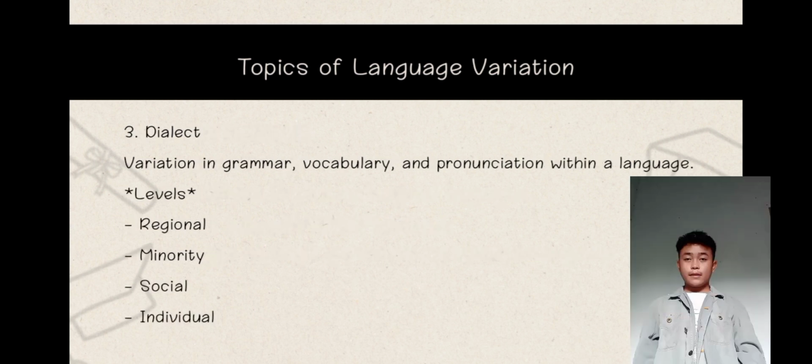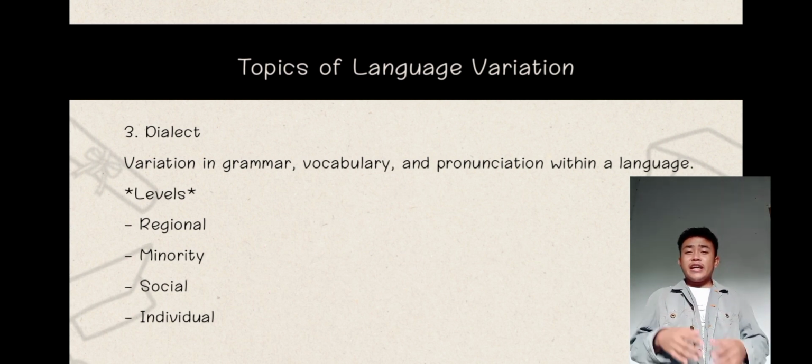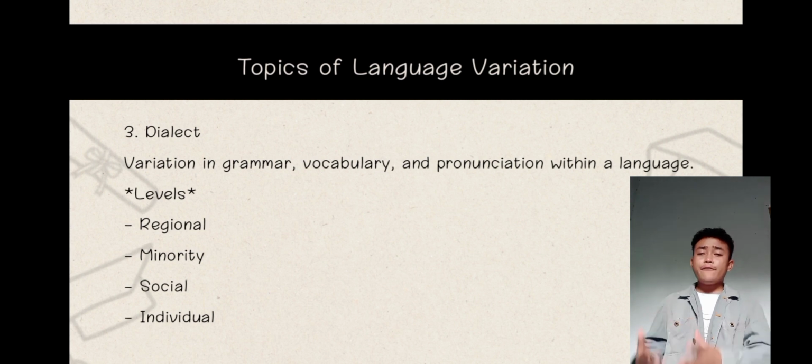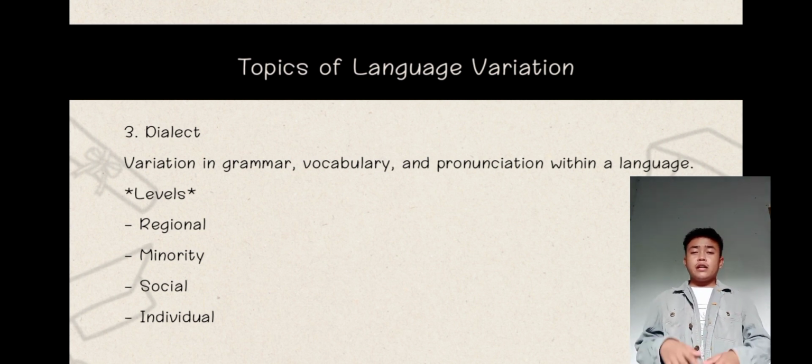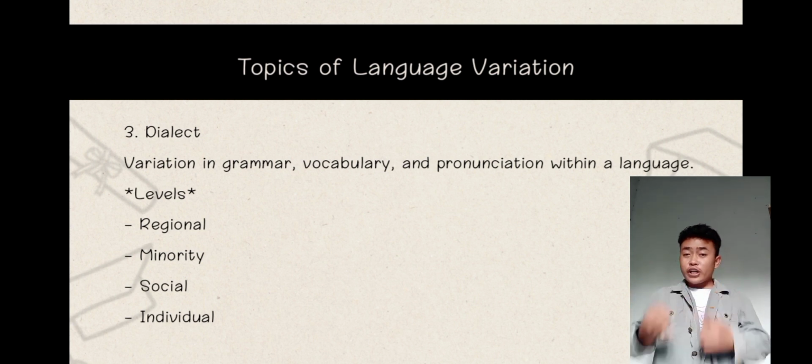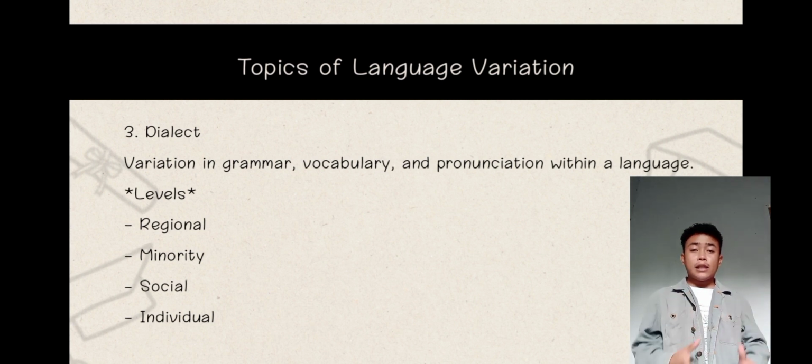Thank you. Thank you very much, Elvira. And aside from standard language and national language, we also have here dialect. So what is dialect? As a type of language variation, dialect encompasses differences in grammar, vocabulary, and pronunciation within a language, seen through dialects existing on regional, minority, social, and individual levels.